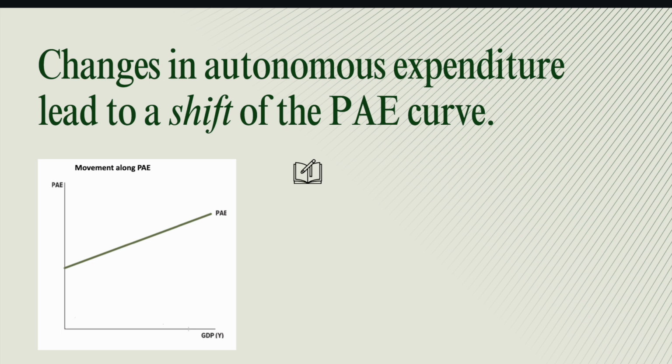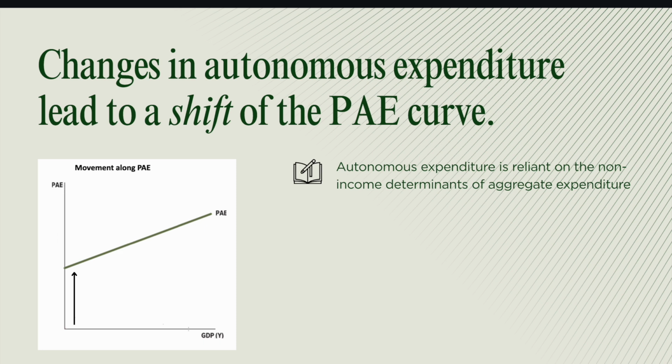So we will now talk about how changes in autonomous expenditure lead to a shift of the pay curve. As a reminder, autonomous expenditure is this little space right here represented by the arrow, or the value of the y-intercept of the pay curve. So we know that's autonomous expenditure, but how does this value change? How do we actually shift this curve?